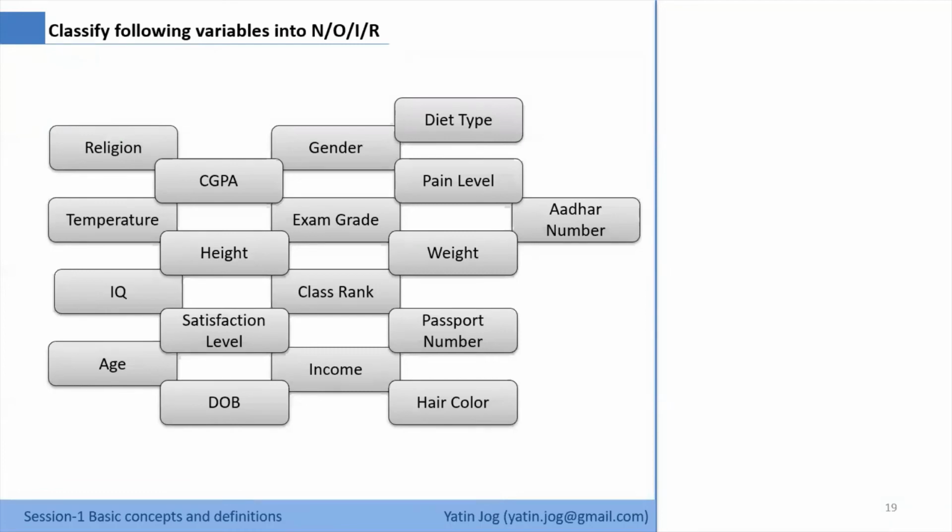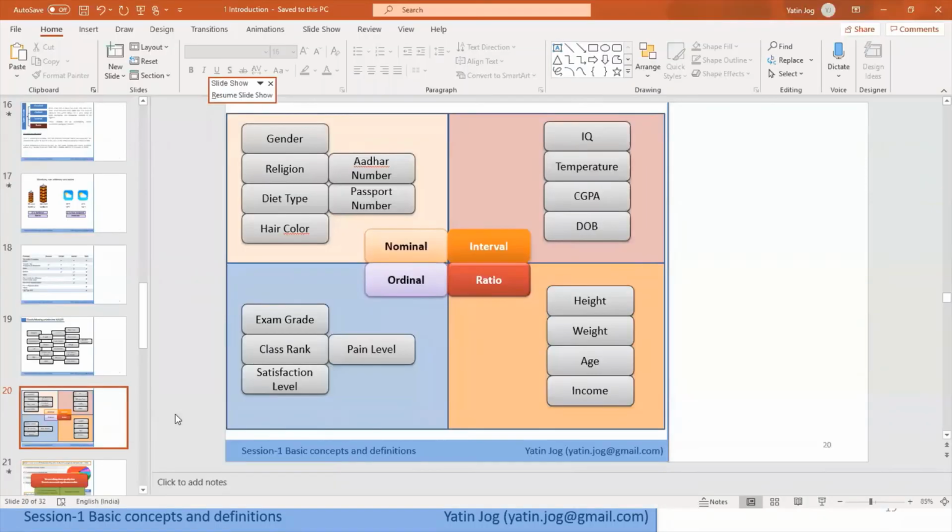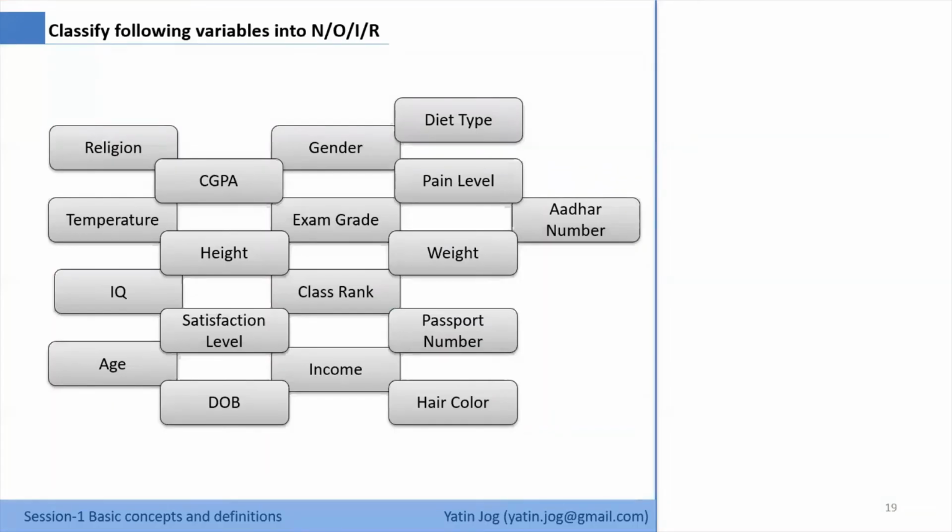Why interval? Ratio, sir. Yes, please explain. So, sir, we can count the exact difference between the values in CGPA. Okay. So CGPA is interval, correct?